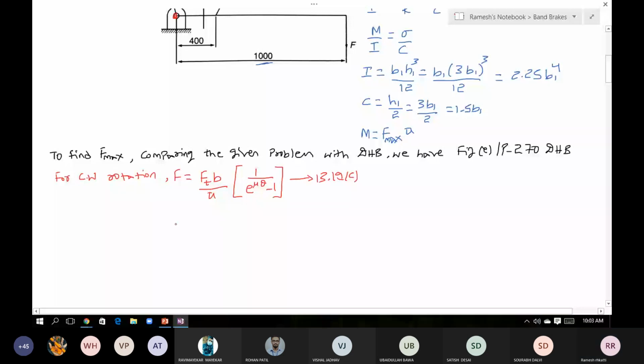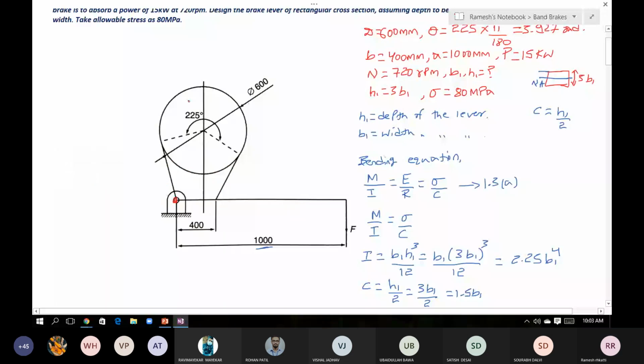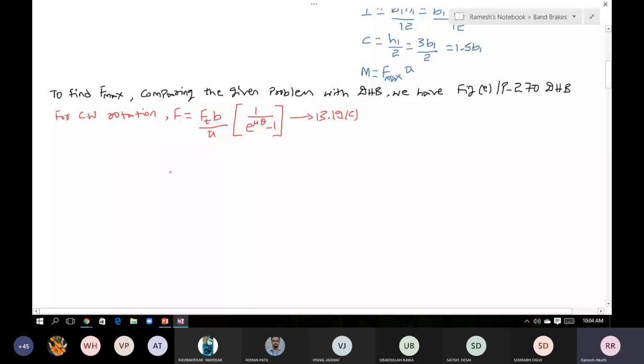Therefore, e raised to mu theta is equal to, in this case, if you see the given data, the coefficient of friction is not given. When it is not given, you have to assume it. In the previous problems, the coefficient of friction was 0.25, 0.3 or 0.35. You have to assume one and mention that, because in the given statement the data is not given. I will assume mu as 0.25 into theta.